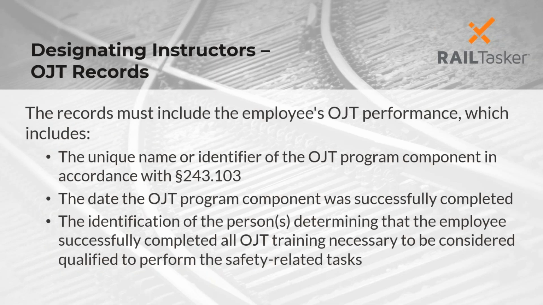My main goal was to make sure you guys understood the record keeping pieces as it came to these two requirements. When we talk about OJT records, this is where having that designated instructor is important from truly what is required by 243. So on your on-the-job training records, you need to have the unique name and identifier for the program, the date it was successfully completed. You might have other dates where they were practicing, but then a final sign-off date. And then the last is the identification of the person who did that final sign-off. And earlier in the regulation, it says it has to be a designated instructor. And so that's where that comes into play.